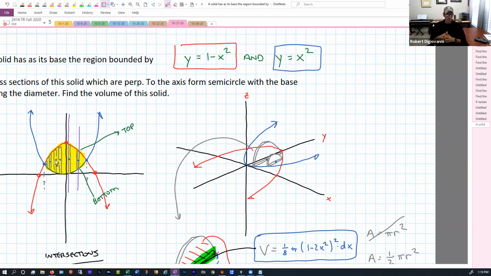Just so we are clear on this, what if we did the same problem, but I told you that the cross sections were squares instead of semicircles? Everything would be set up the same way. I'm going to do it in orange here. All of these would be little squares instead of semicircles, right? And so it would look like this on the outside.